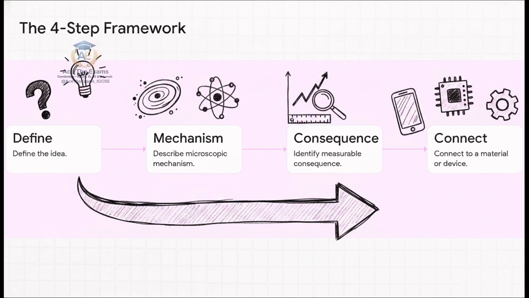The brilliant trick here is to build your understanding entirely backwards. Don't just start by memorizing a dry textbook definition. Start with a real-world physical phenomenon, like your smartphone getting super hot in your hand, and work backward through the consequence into the microscopic mechanism until you finally hit that core definition.